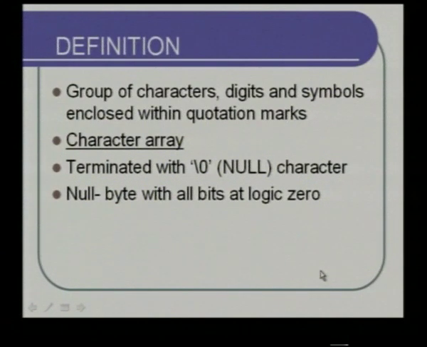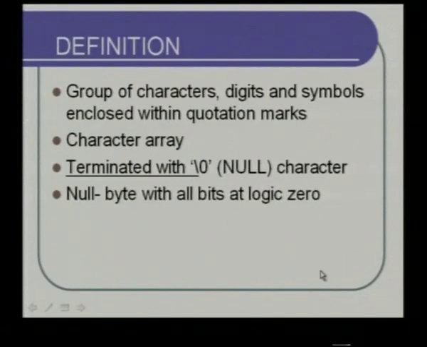So, we had seen about arrays. An array is nothing but a sequence of characters arranged in memory. Even these sequences of characters, when they are arranged continuously in memory, are called a string. And every character array or every string is terminated with a null character. A null character indicates the end of the string.